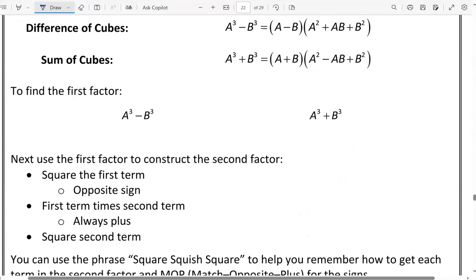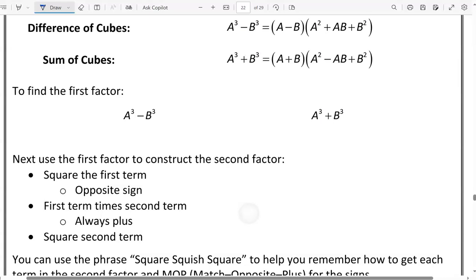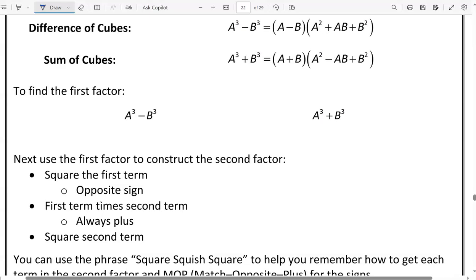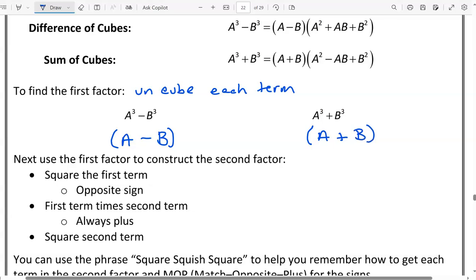Here are the formulas that we can use for factoring the sum of 2 cubes and the difference of 2 cubes. So when I have the difference of 2 cubes, I'm going to find the first factor by uncubing each term. That's also known as a cube root. So the first factor for a cubed minus b cubed is a minus b, and the first factor for a cubed plus b cubed is a plus b.